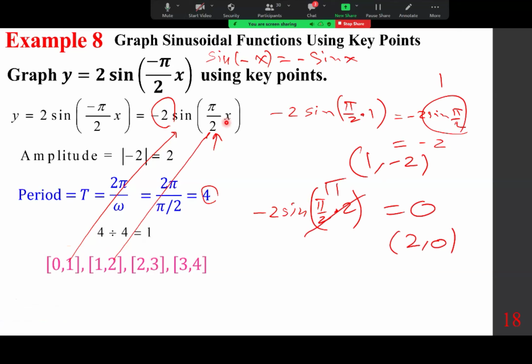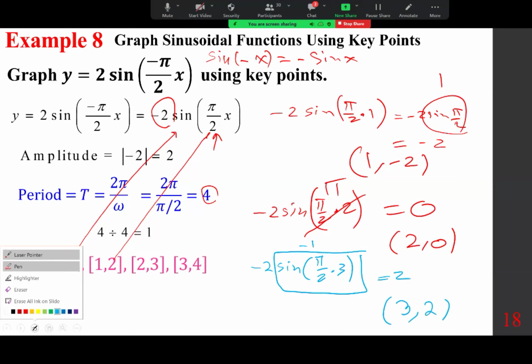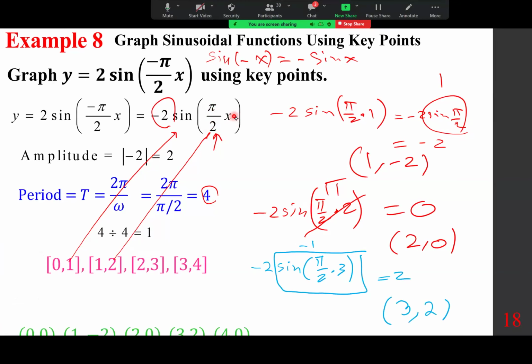If I plug in 3, 3 times pi over 2, the sine is negative 1 times minus 2 becomes positive 2. Let me show you that one. I want to make sure. So if I put 3, minus 2 sine of pi over 2 times 3, this is sine of 3 pi over 2. Negative 1 times negative 2 is positive 2. Therefore, the pair 3 comma 2. And if I put the 4 here, 4 divided by 2 gives you 2 pi, sine of 2 pi is 0. So you should be able to see these pairs.